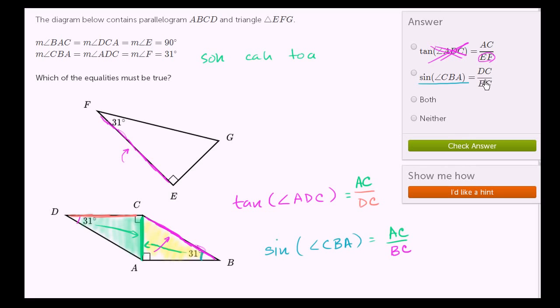No, they have DC over BC. Now, what is DC equal to? Well, there's no evidence on this drawing right over here that DC is somehow equivalent to AC. So given this information, we can't make this statement either. So neither of these are true.